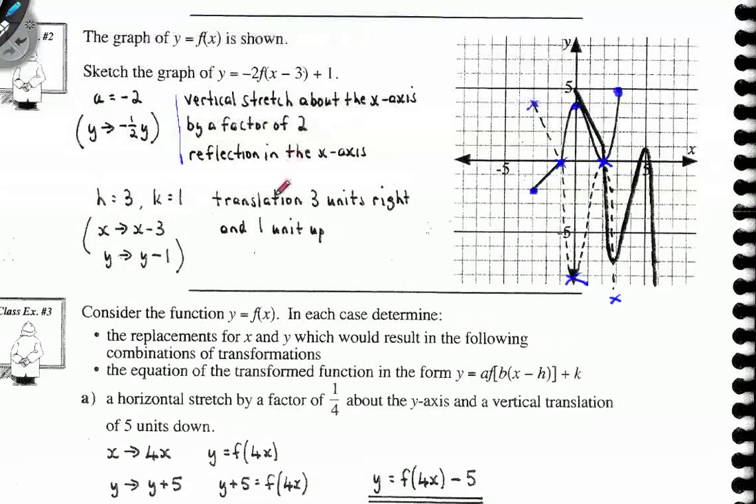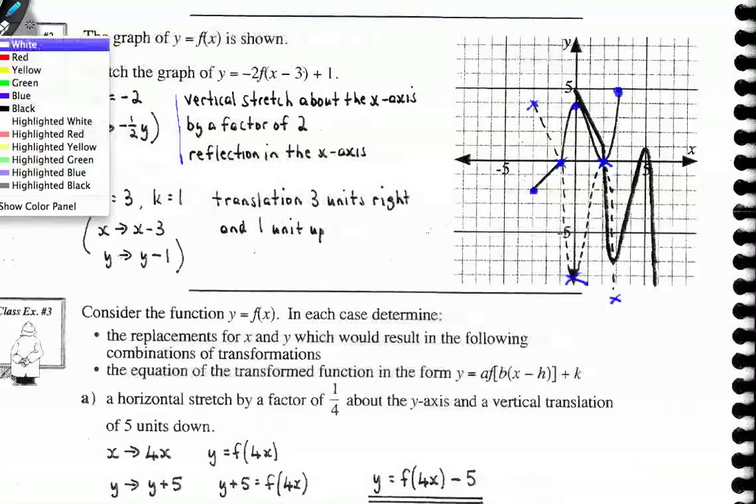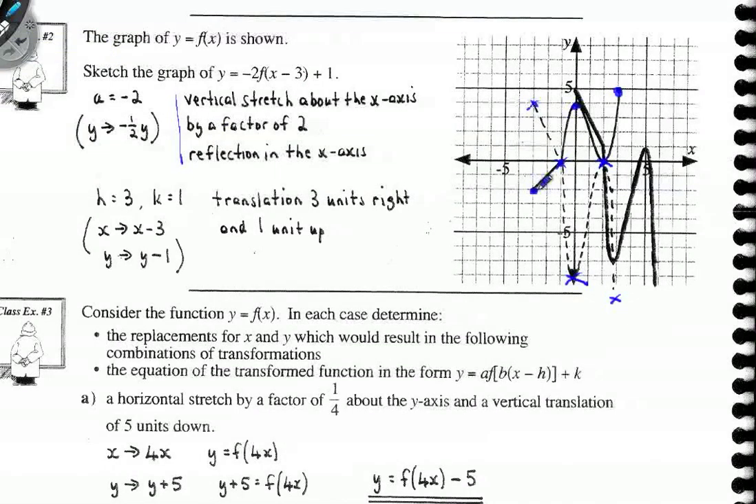Okay, then we've got to translate 3 units to the right. 3 units to the right. So everything goes right by 3 units. So we move our new points. This one would end up over here, I would imagine. And then 1 up, of course. So that would go there.